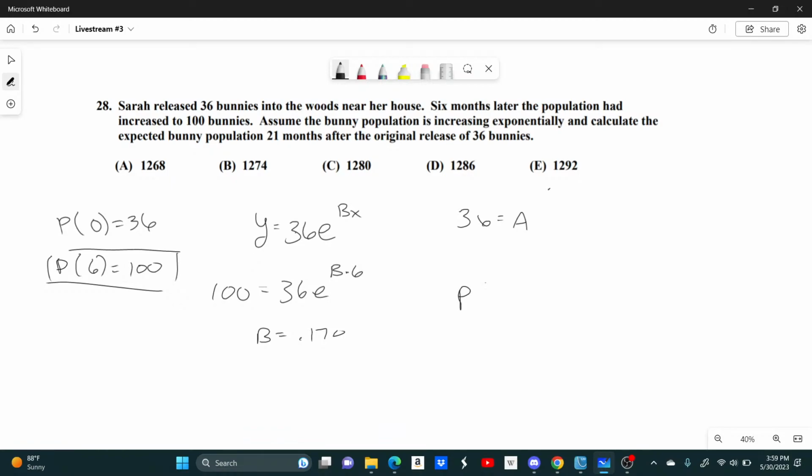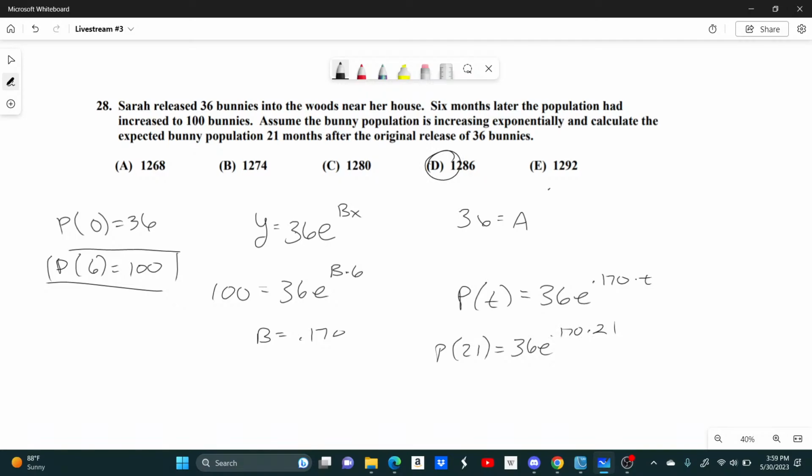We know our population as a function of time equals 36 times e to the 0.170 times x, or times t, I guess. So it says, assume that bunny population is increasing exponentially and calculate the expected bunny population 21 months after the initial release. So all I have to do here is just plug in 21 for t and see what this gives us. And you get 1,286. Nice, there you go.